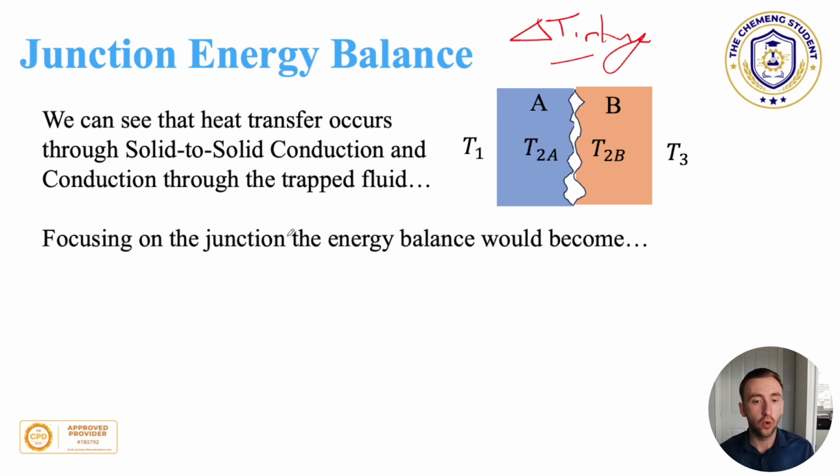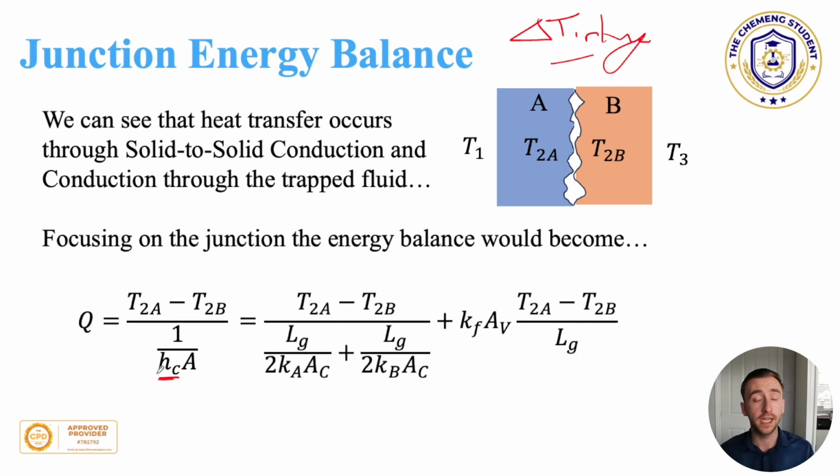And so by focusing only on the junction, we aren't going to look at T1 and T3. If we only look at the junction, then the balance would become as follows. It would become the change in the temperatures, because remember, this is the change in the temperature divided by the resistance. And so we'll have T2A minus T2B divided by 1 over HC A. And this A is the area, so the contact surface area. Now notice that at the junction, it's HC. So it is the conductance value.